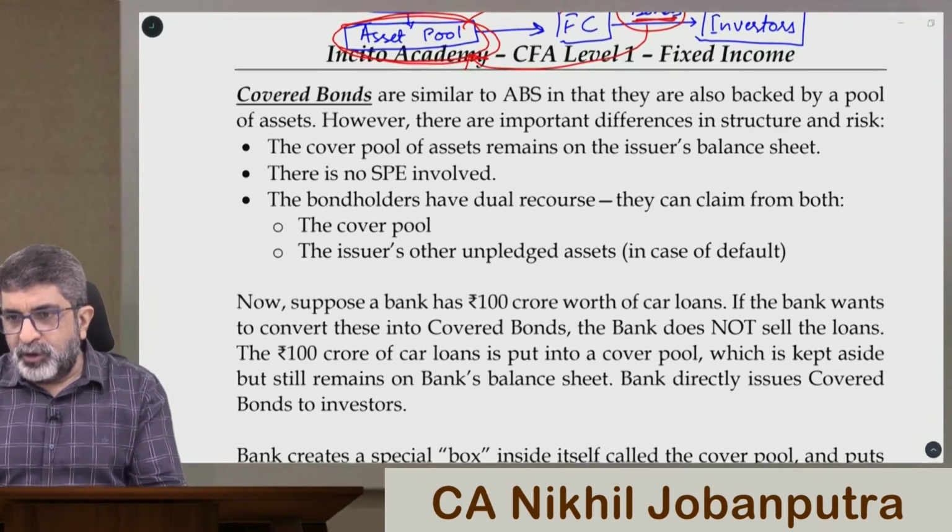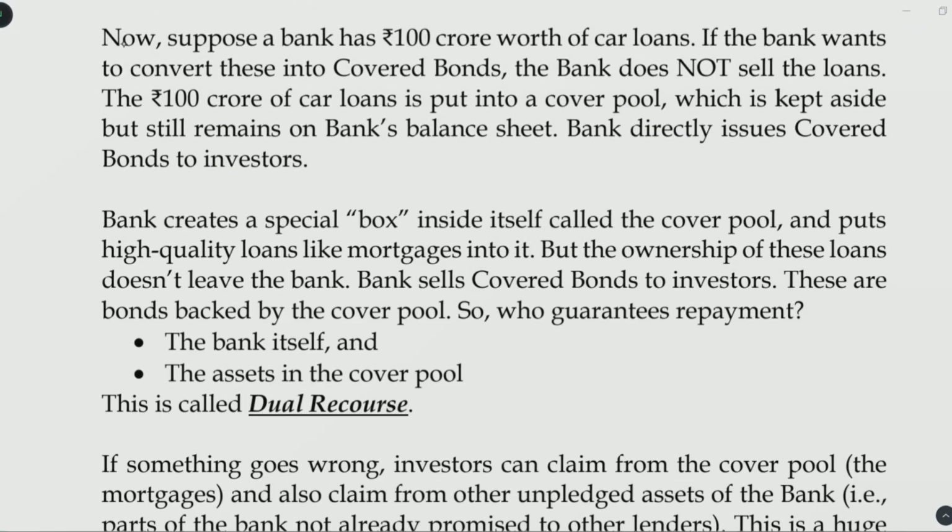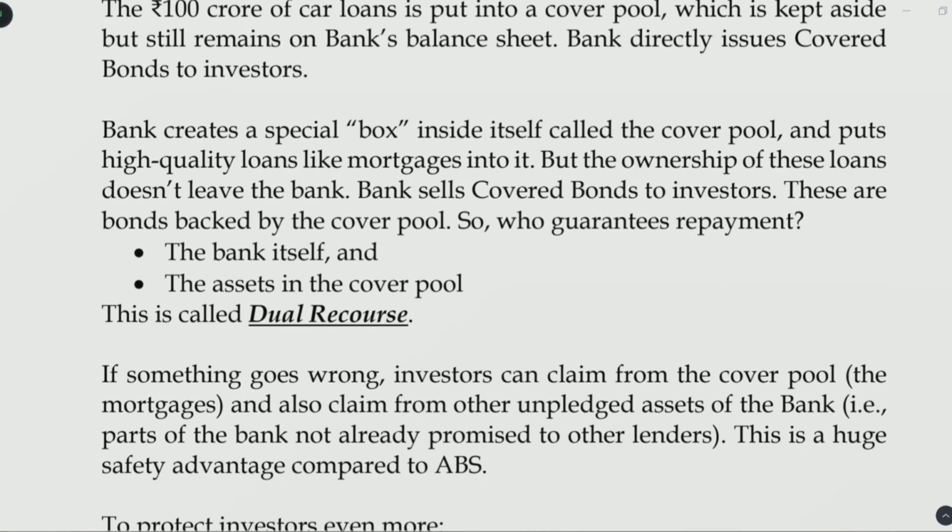So in our discussion ahead, suppose a bank has rupees 100 crore worth of car loans. If the bank wants to convert these into covered bonds, the bank does not sell the loans. The rupees 100 crore of car loans is put into a cover pool which is kept aside but still remains on the bank's balance sheet. Bank directly issues covered bonds to the investors. SPE is not involved over here. So the bank creates a special box inside itself called cover pool and puts high quality loans like mortgages into it, but the ownership of these loans doesn't leave the bank. Bank sells covered bonds to investors. These are bonds backed by the cover pool. So who guarantees the repayment? The bank itself and the asset in the cover pool, and that is why it is called a dual recourse.